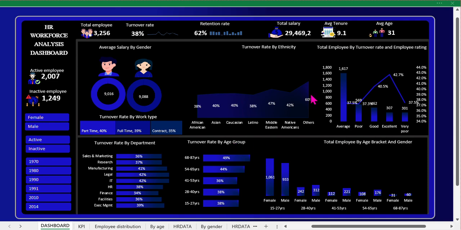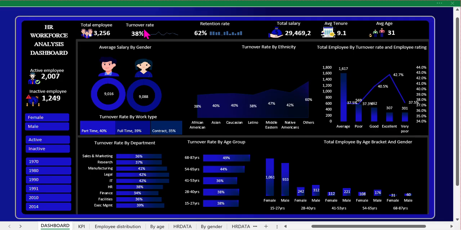Now, before we go further to talk about this dashboard, we're going to look at what turnover rate is. We're going to see the definition of what turnover is. Now, turnover rate is a key HR metric that measures how often employees leave an organization within a specific period. Okay, this can also be called attrition rate, and is the measure of how often employees leave an organization, usually in a month or a year.